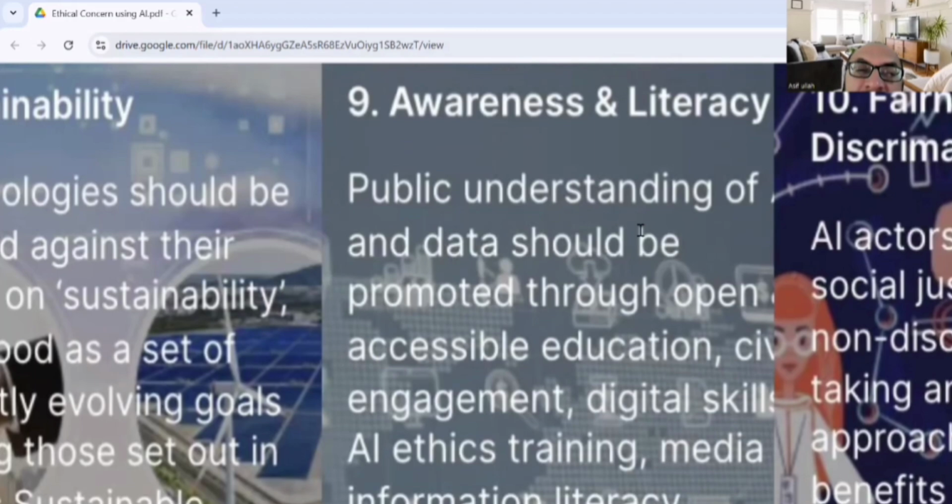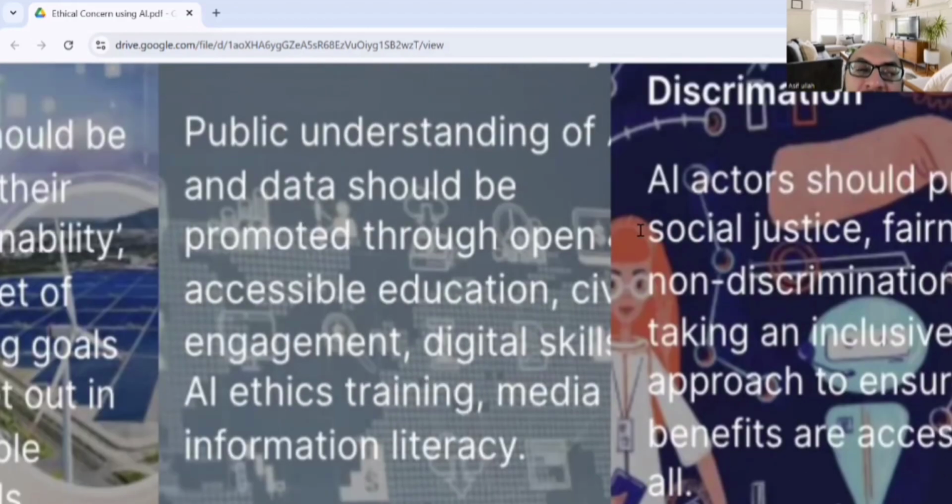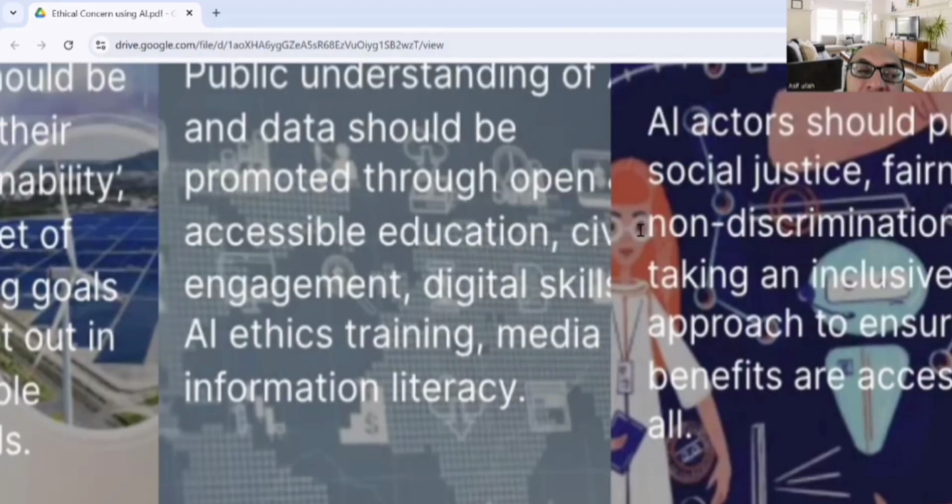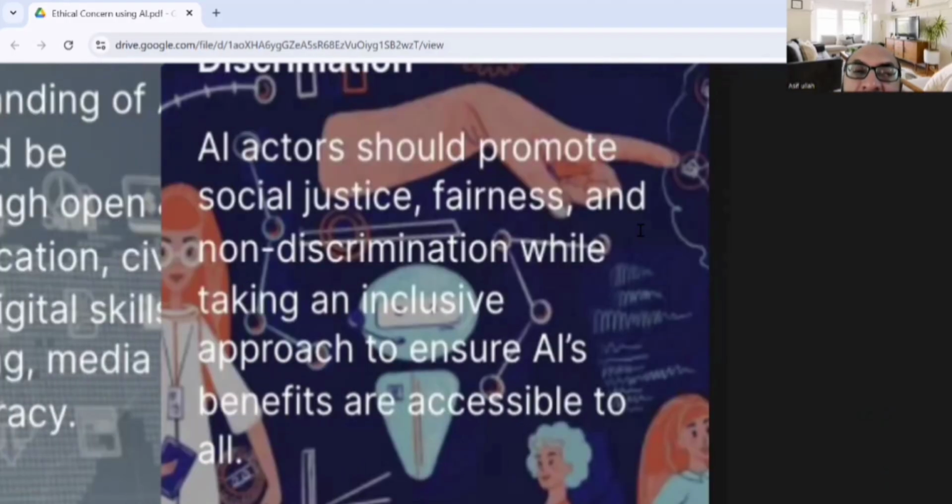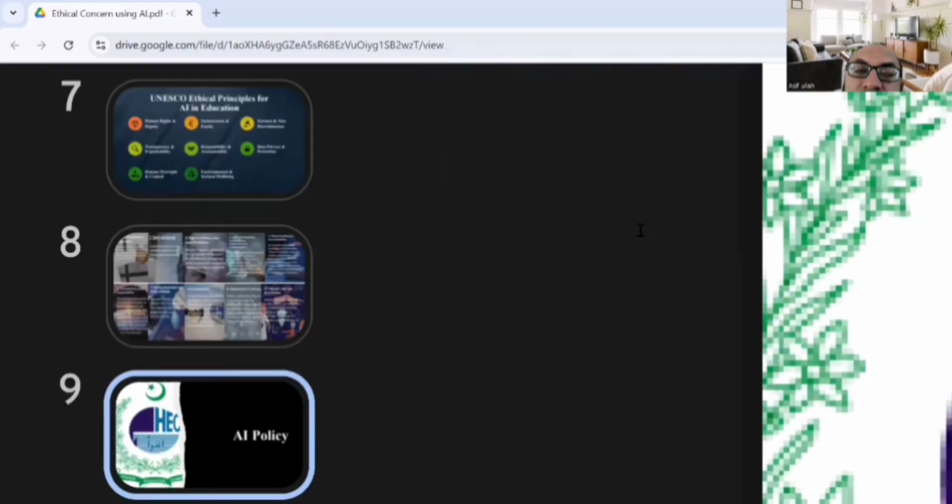Awareness and literacy: public understanding of AI and data should be promoted through open, accessible education, civic engagement, digital skills, AI ethics training, and media and information literacy. Fairness and non-discrimination: AI actors should promote social justice, fairness, and non-discrimination while taking an inclusive approach to ensure AI's benefits are accessible to all people.